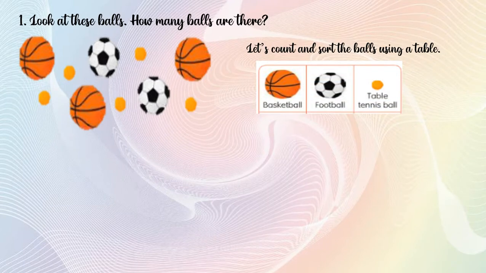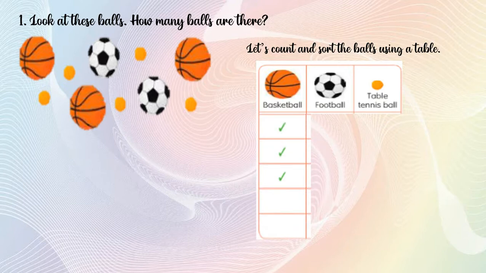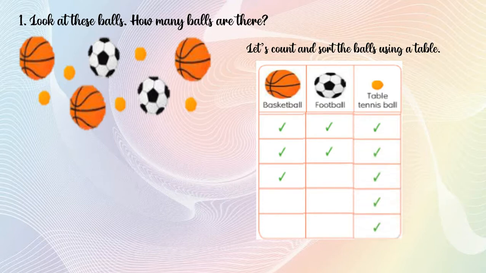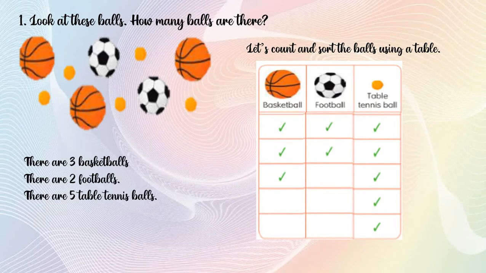There is a basketball, football, and also table tennis ball. How many basketballs are there? Good job. There are 3 basketballs. And then, please look at football. How many footballs do you see in the picture? Good job. There are 2 footballs. And the last, how many table tennis balls are there? Good job. There are 5 table tennis balls. So, from the table and from the picture, it can be concluded there are 3 basketballs. And also, there are 2 footballs. And the last, there are 5 table tennis balls.